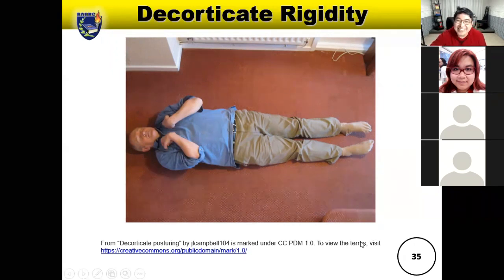Now, sometimes what's difficult is that they're asking you to label this and then you misspell decorticate. What an opportunity lost, okay? So you begin to question yourself, did I spell it correctly? So pay particular attention to the spelling. It's decorticate, okay? Decorticate rigidity.